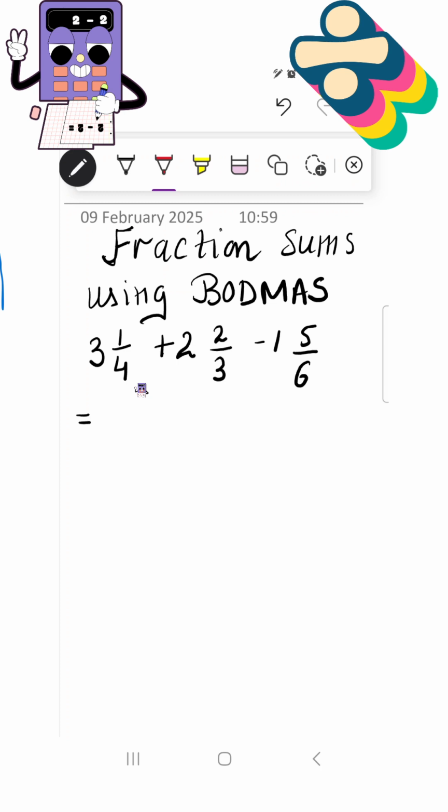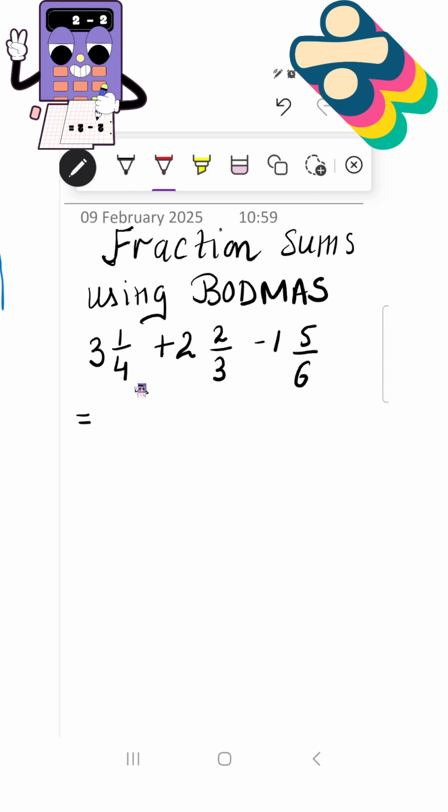In this video, I will explain how to solve fraction sums using BODMAS. Now, this is the question. In this question, there is only a plus and minus sign. So, whenever there is only plus and minus sign, you will just move from left to right.